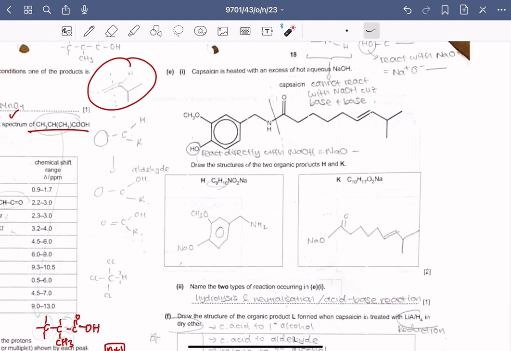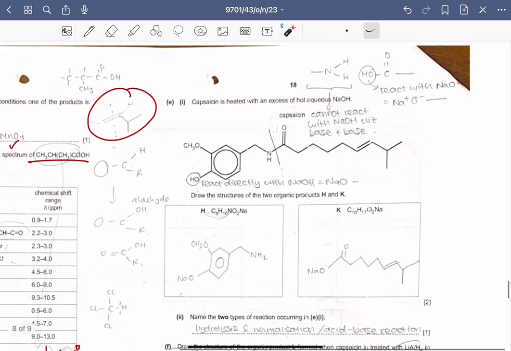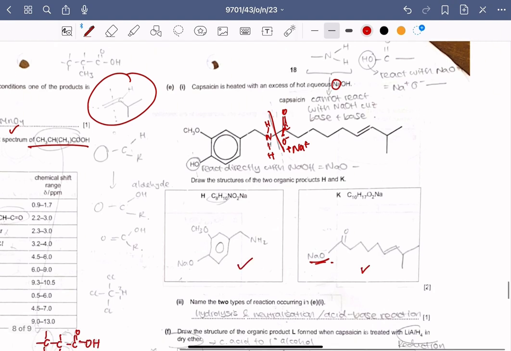Next, E I. Capsaicin is heated with an excess of hot aqueous NaOH. Draw the structures of the two organic products H and K. Hot aqueous NaOH works to break the amide bond, and when it's broken, you split them into H and K, and we are going to draw them separately. This is going to form H bonded to H, and this is going to form C double bond O bonded to O minus, and then Na plus here will react, and therefore the sodium salt is formed, and this compound is formed.